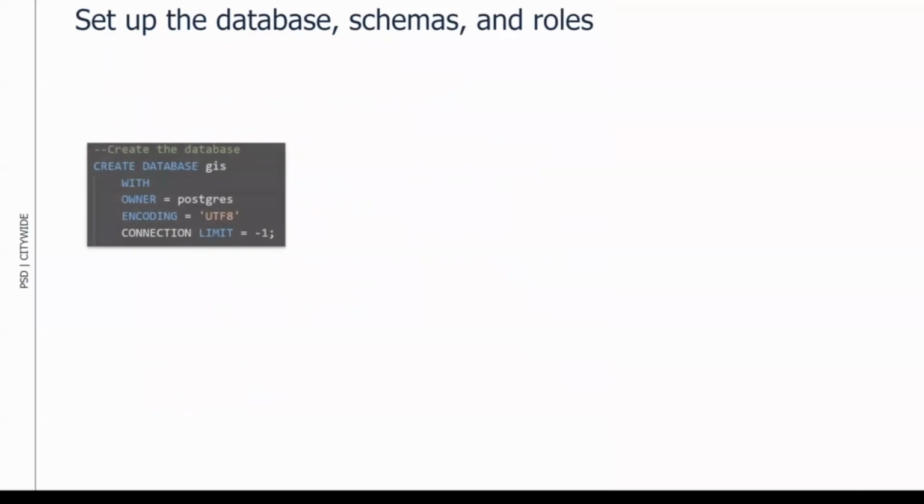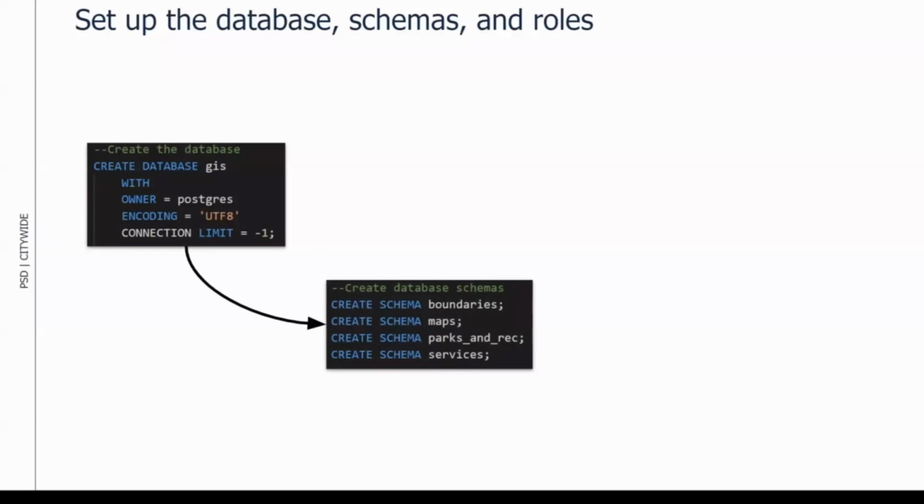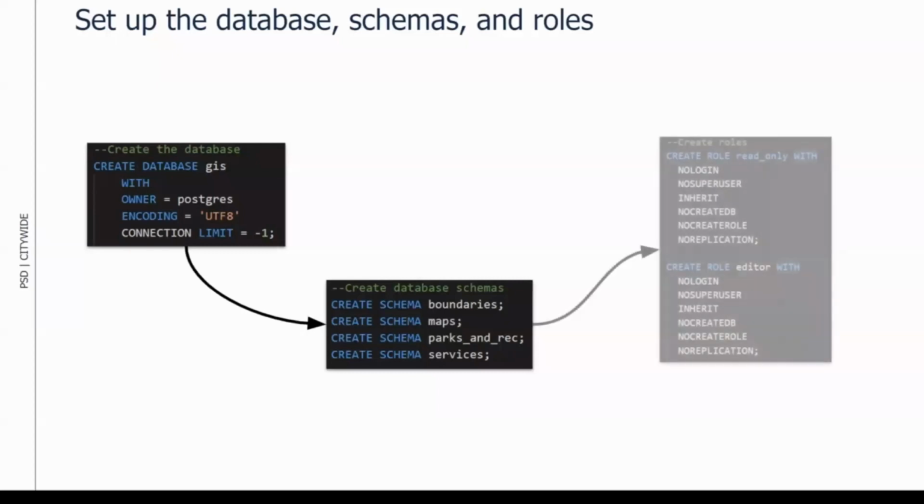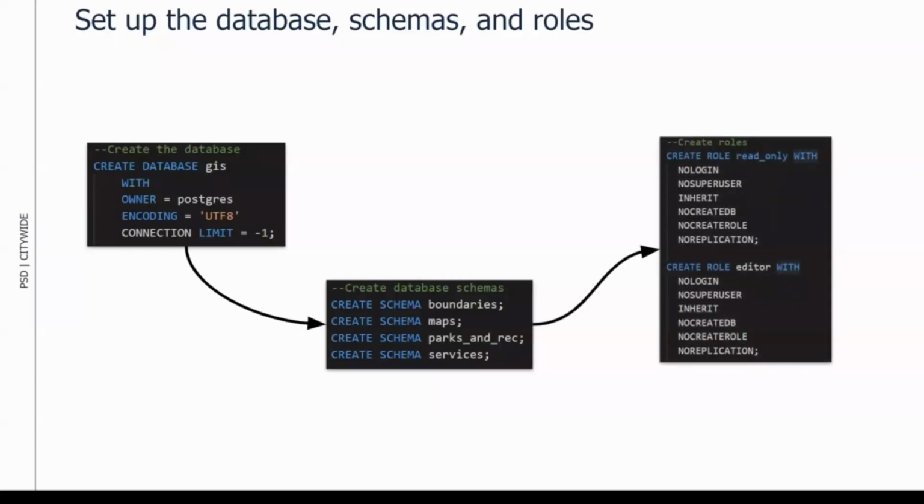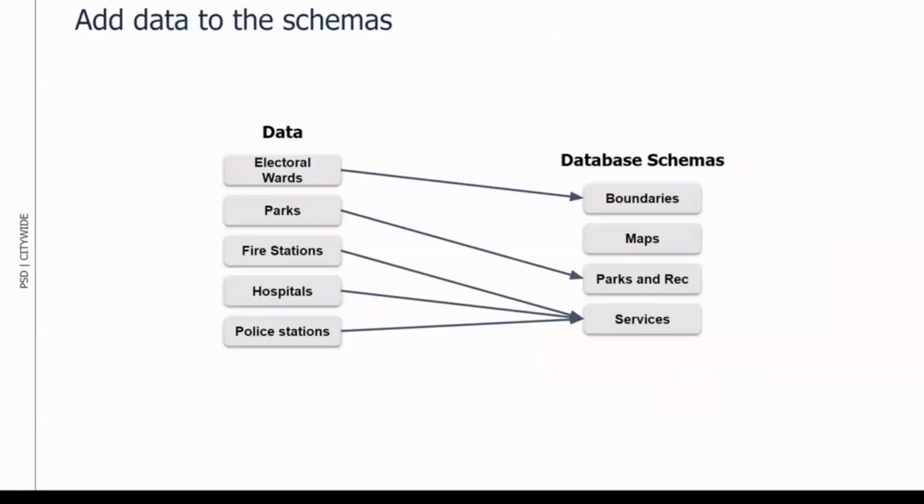So what this kind of looks like is that if I created a database called GIS, I would create a bunch of schemas within that database: boundaries, maps, parks and rec, services. And then I'd create a bunch of roles. So I'd create a read-only role and the editor role, and notice these are no login roles.